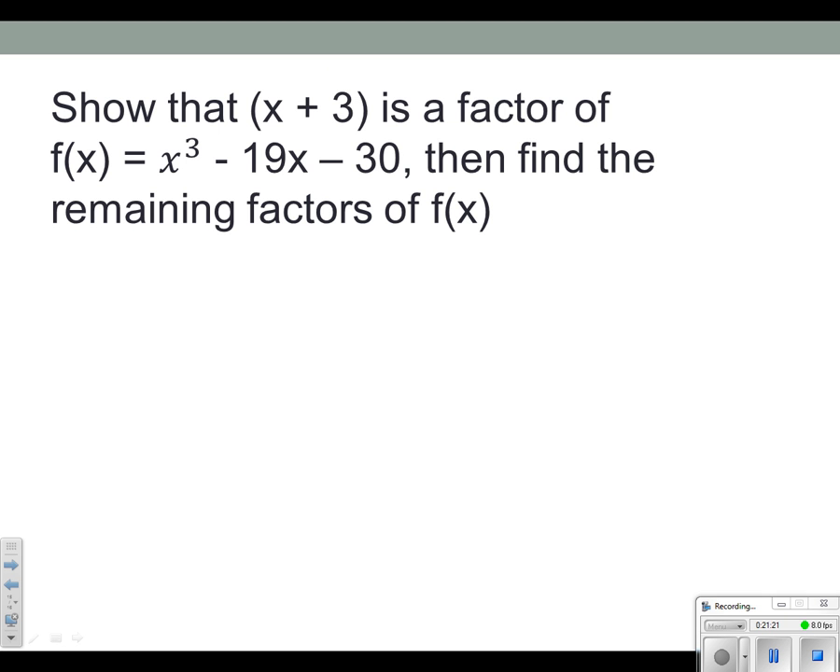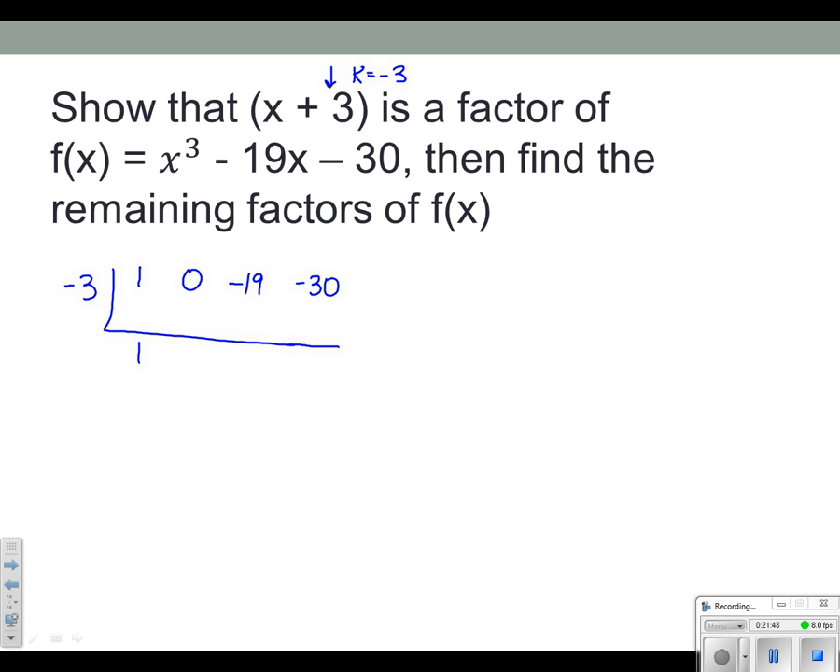So if this is my factor, my k value is a negative 3. Okay, so I'm putting down a negative 3. Now notice in this polynomial I am missing an x squared term. My first coefficient of my cubed term is a 1. I'm missing x squared, fill it in with a 0. My x term is a negative 19, and then I have a constant of negative 30. All right, do our process.